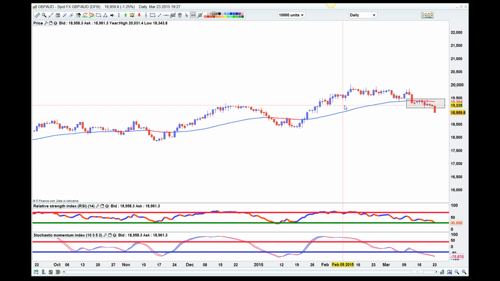Notice the selling that was going on every time we touched that level. $195. So if we fib that, yeah, we are coming to low RSI.